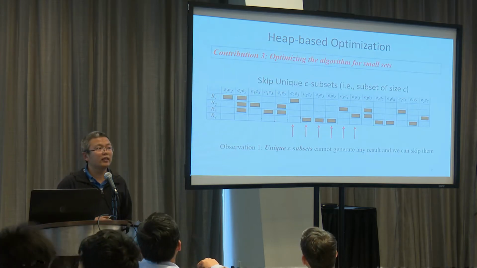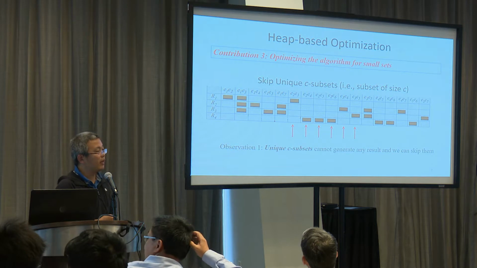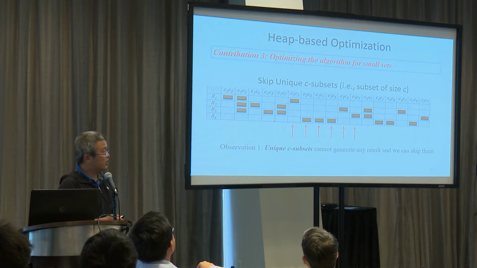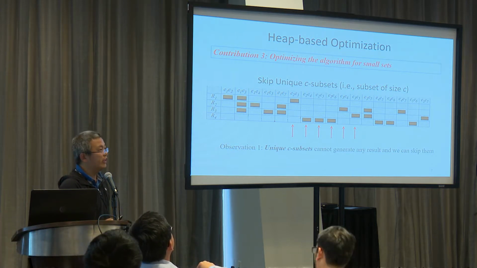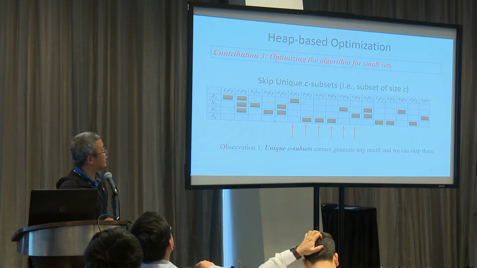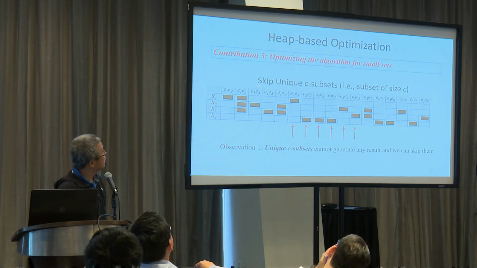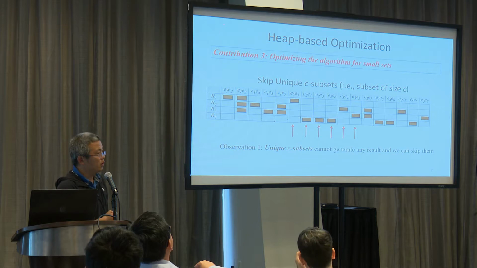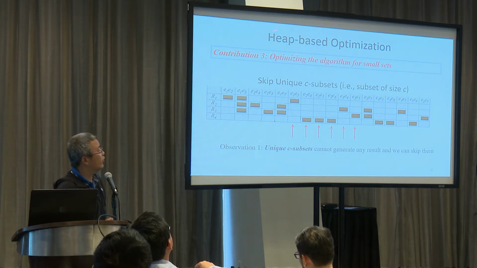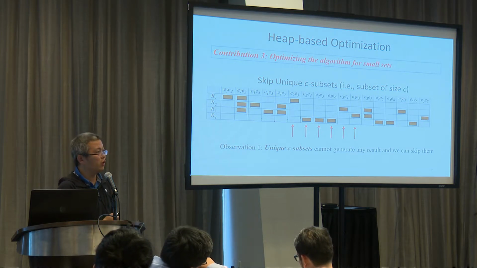Next, some people may doubt that if the size is very large, how can you enumerate all the C-size subsets? So we propose two techniques to avoid enumerating all the C-size subsets. We use a heap-based method, and here I only introduce two observations.